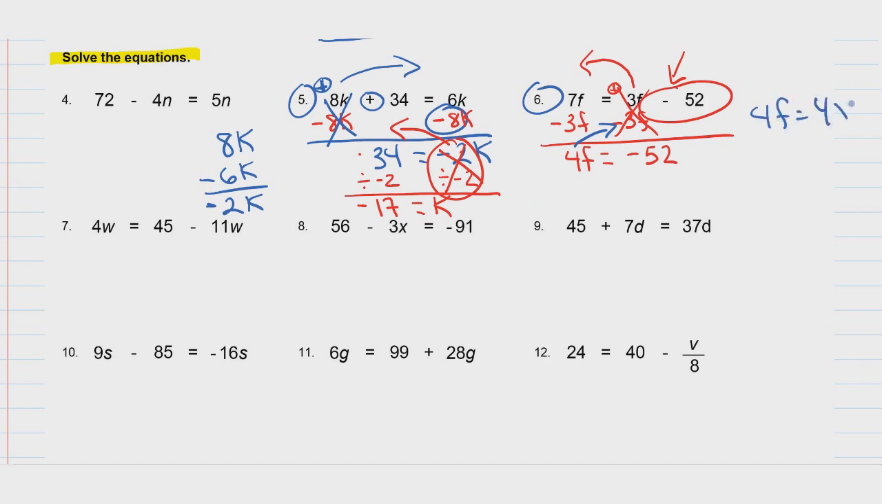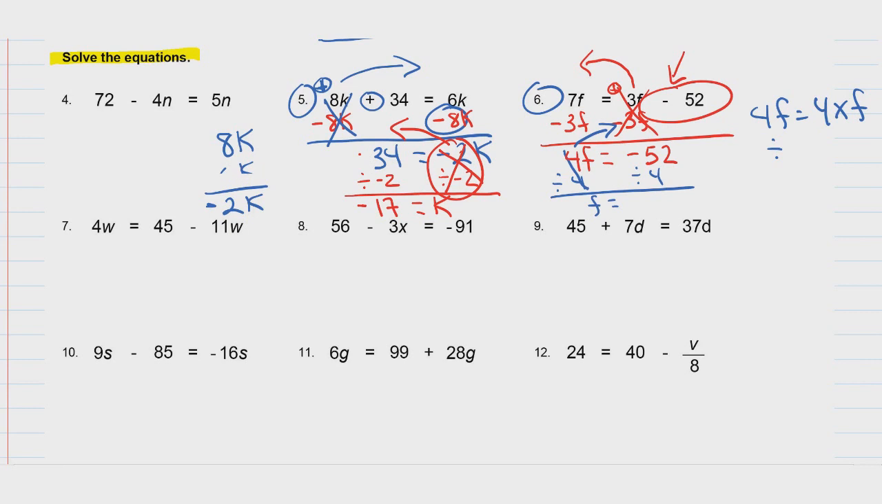4f means 4 times f. So if he goes to the opposite side, we need to do the opposite operation, which means we need to divide. So we're going to divide both sides by 4. And 4 divided by 4 gives you 1. And 1 times f is f.